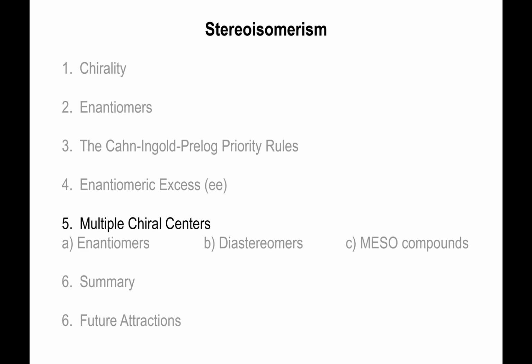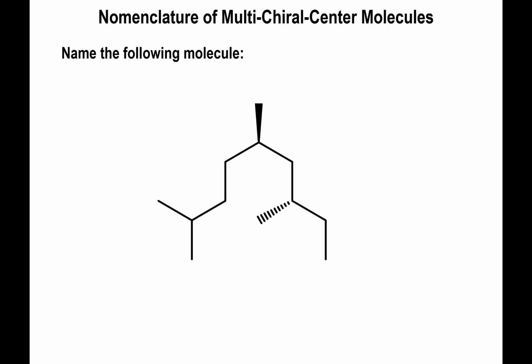Let's talk about chiral molecules that have multiple chiral centers within them. A molecule like the one presented here has the following two chiral centers, right? And we did talk about this in a previous video.